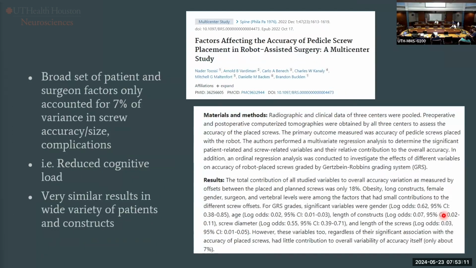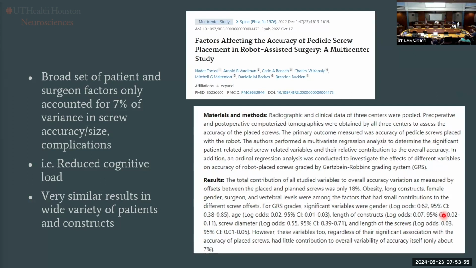So another interesting study where this group took pooled data from 3 different institutions, and they had preoperative plans that they compared to postoperative CT scans, and they looked at the variance between their pre-op plan and the actual placement of the screw. And then basically looked at a huge number of patient factors, so obesity, gender, vertebral body level, et cetera, and surgeon factors, so experience, ortho, neuro, et cetera, and looked at the variance in screw placement, so intended placement versus actual placement, and how much all of those other factors contributed.